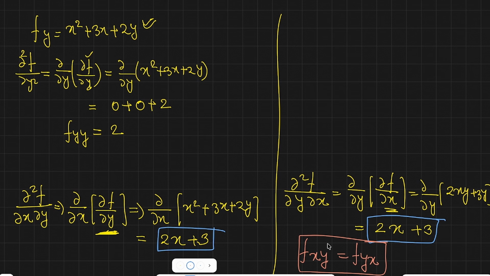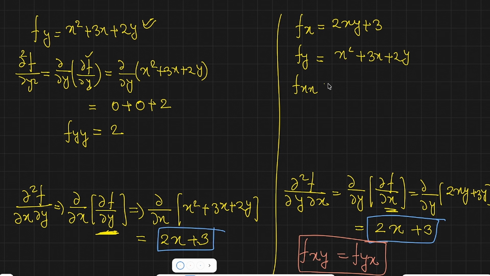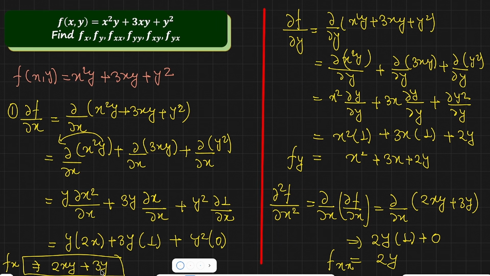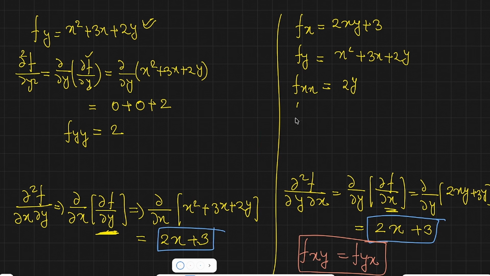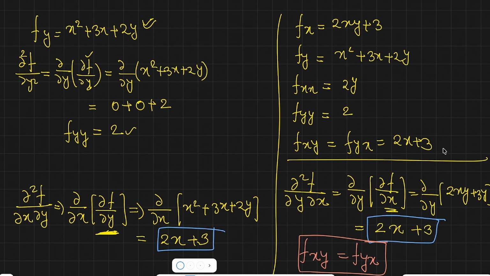Okay, these are all the different partial derivatives. So what was that? Partial derivative with respect to x was 2xy plus 3. Partial derivative with respect to y is x square plus 3x plus 2y. Second order partial derivative with respect to x, it was 2 into y. Second order partial derivative with respect to y was 2, and partial derivative of xy is equal to yx is equal to 2x plus 3. So this is called partial derivative and this we are calculating using the formula. Okay, this is using the formula.